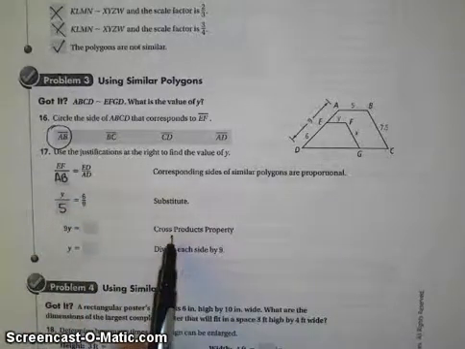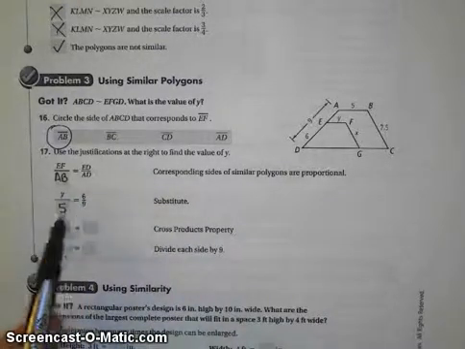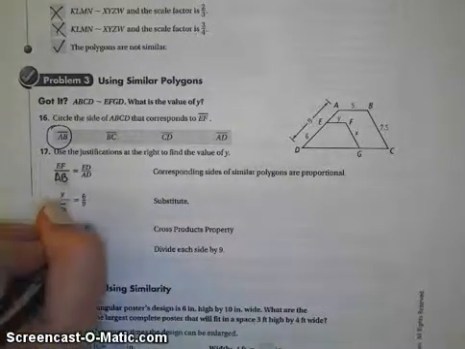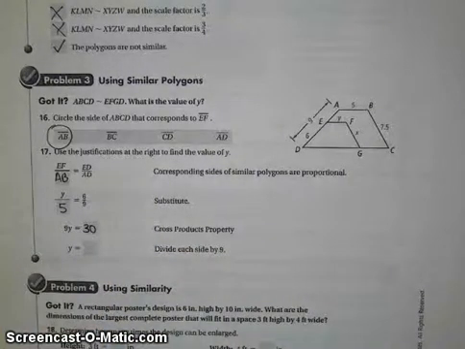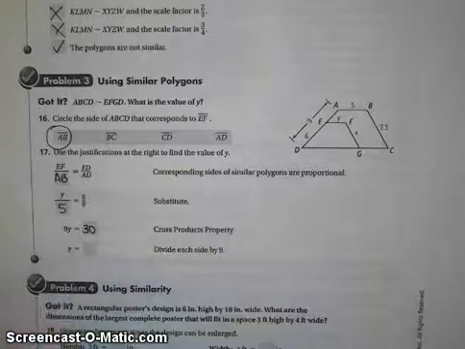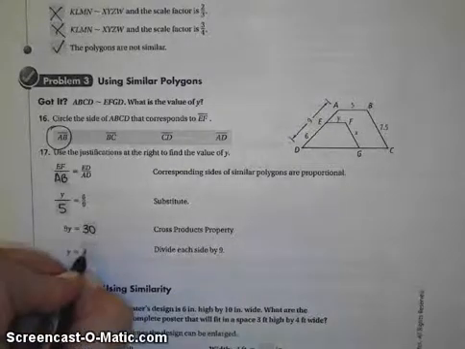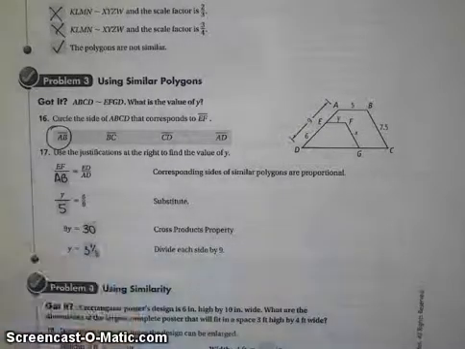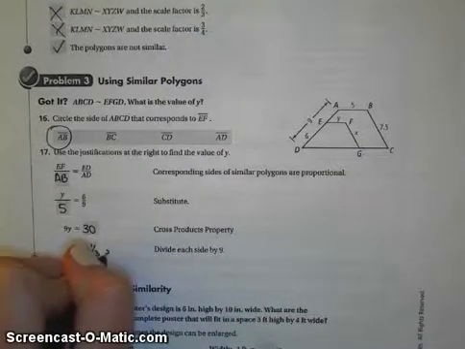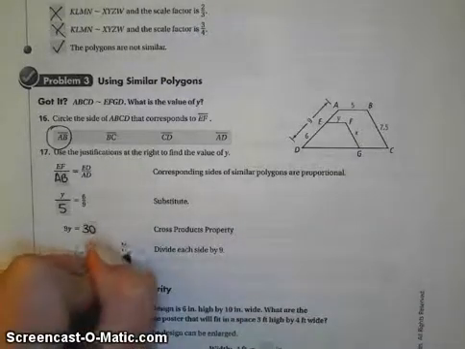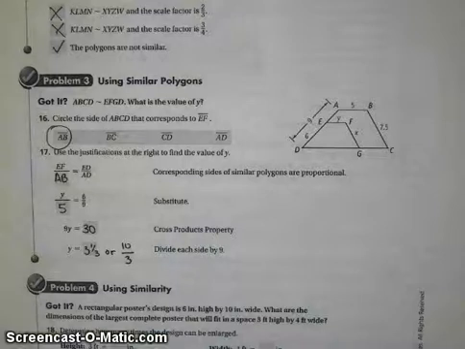And then the cross products property, you multiply 9 times y. 6 times 5 is 30. Divide each side by 9. And you can get a fraction or a decimal, so this would be 3 1/3. So the length of side y is 3 1/3, or if you want to leave it as an improper fraction, it would be 10/3.